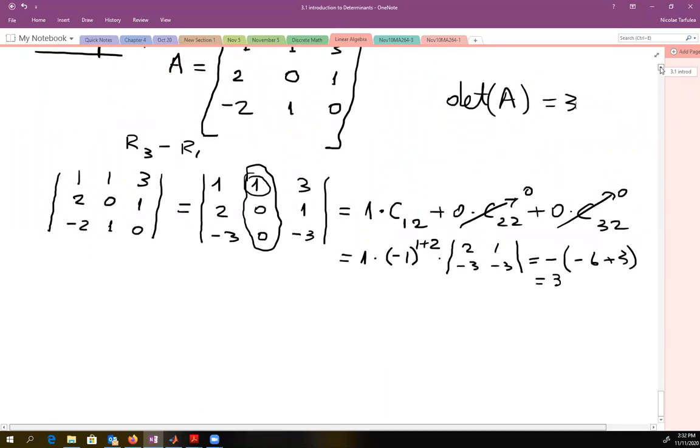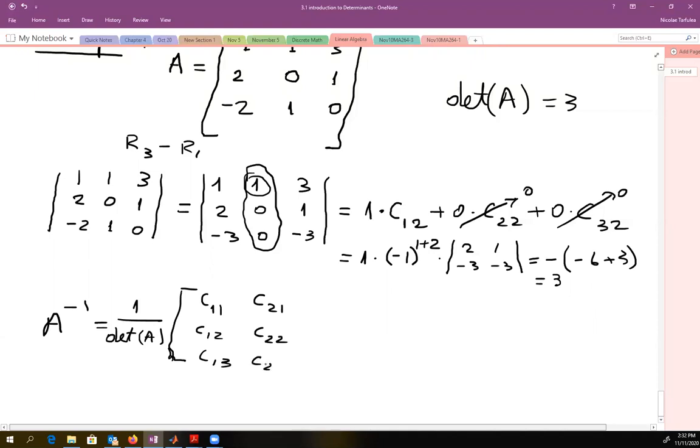Now, let's compute the inverse. So for that, we need the adjoint, okay? So what's the inverse? It's 1 over the determinant of A, according to our formula. And here is the adjoint. We need to compute all these numbers: C11, C12, C13, and then I have here C21, C22, C23, and finally I have here C31, C32, C33. Okay, so now all we have to do is to compute these numbers.